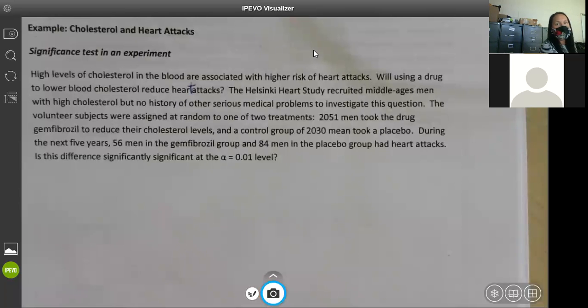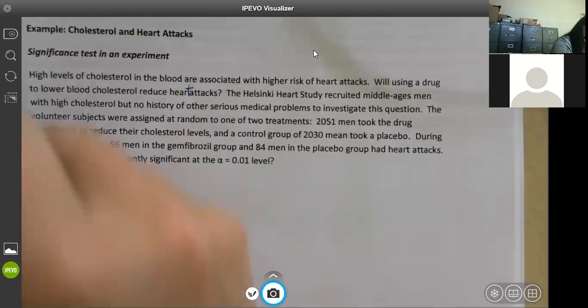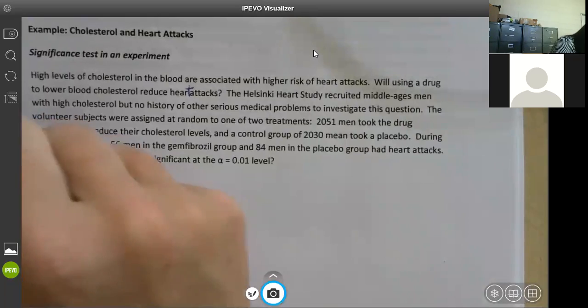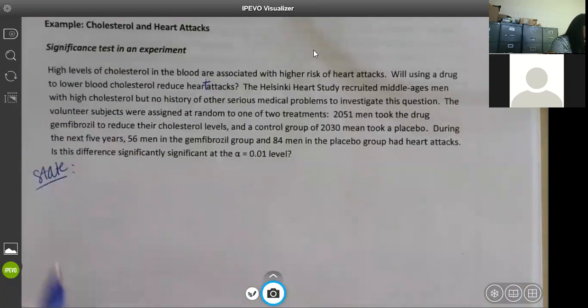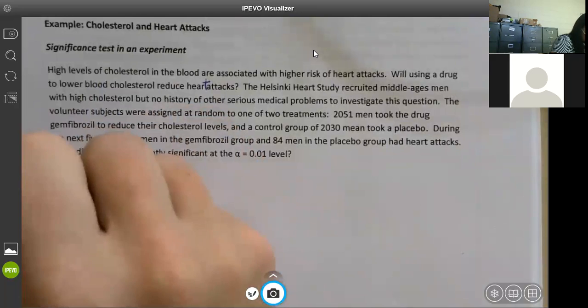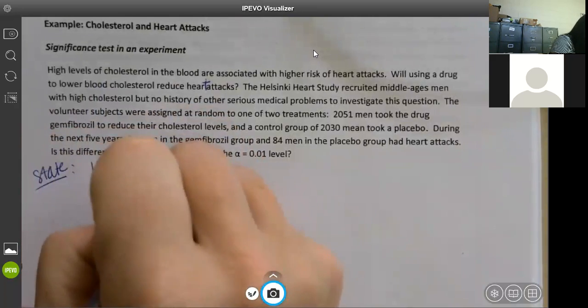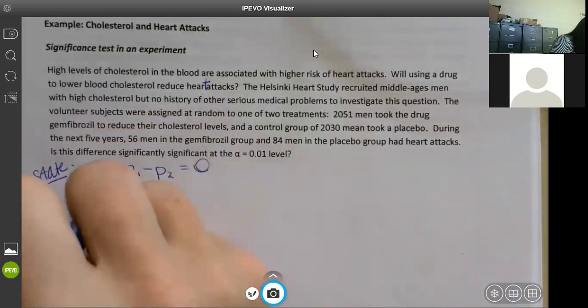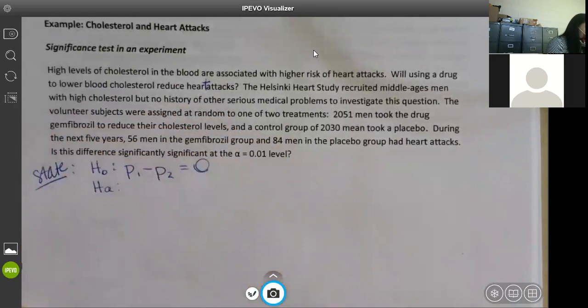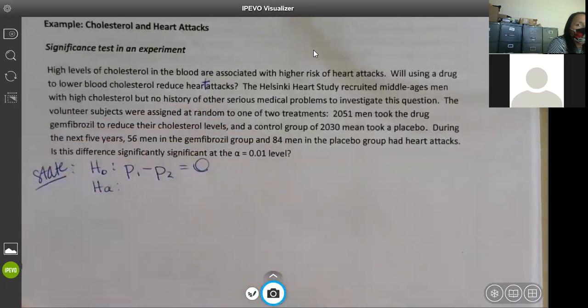During the next 5 years, 56 men in the gemfibrozil group and 84 men in the placebo group had heart attacks. Is this difference significant at the alpha equals 0.01 level? Okay. So we're going to state. What are we going to state? What's our null? Okay, be careful on this alternate. What's our alternative going to be?